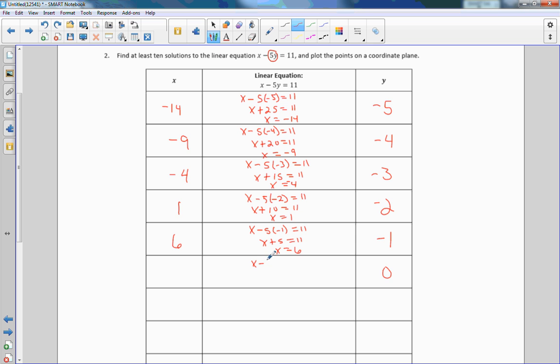Zero. X minus 5 times 0 equals 11. X minus 0 equals 11. X equals 11. Okay, 1. X minus 5 times 1 equals 11. X minus 5 equals 11. Add 5 to both sides, and x is 16.